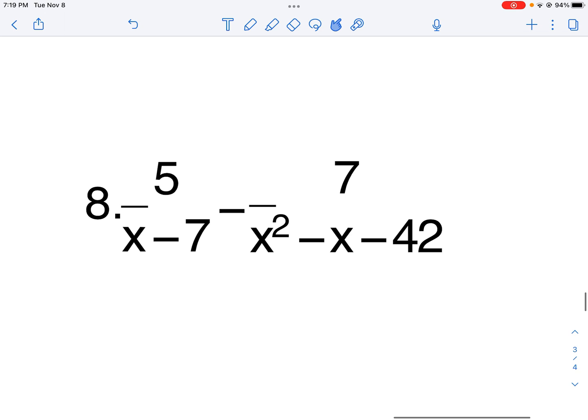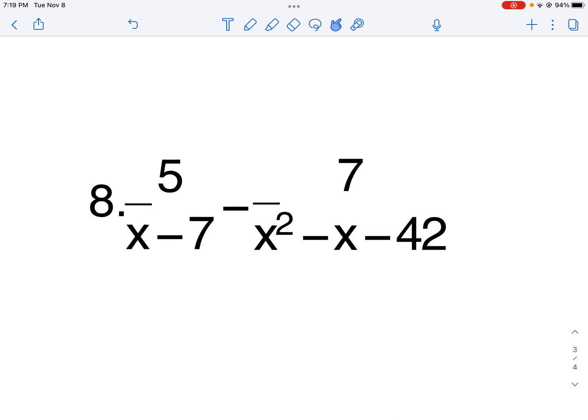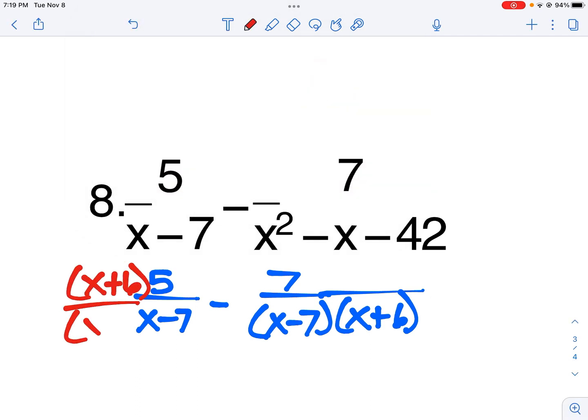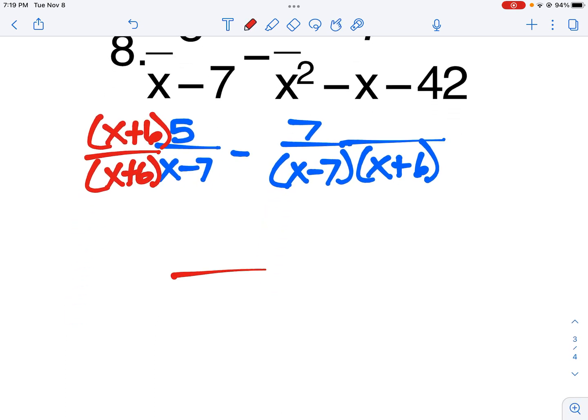And then this last one here. So this one we have to factor first. So if I write it in factored form, we have 5 over x minus 7 minus 7 over x minus 7, x plus 6. So this one, on the left, we have to multiply by x plus 6 over x plus 6 to get our common denominator. So now our common denominator is x minus 7, x plus 6.